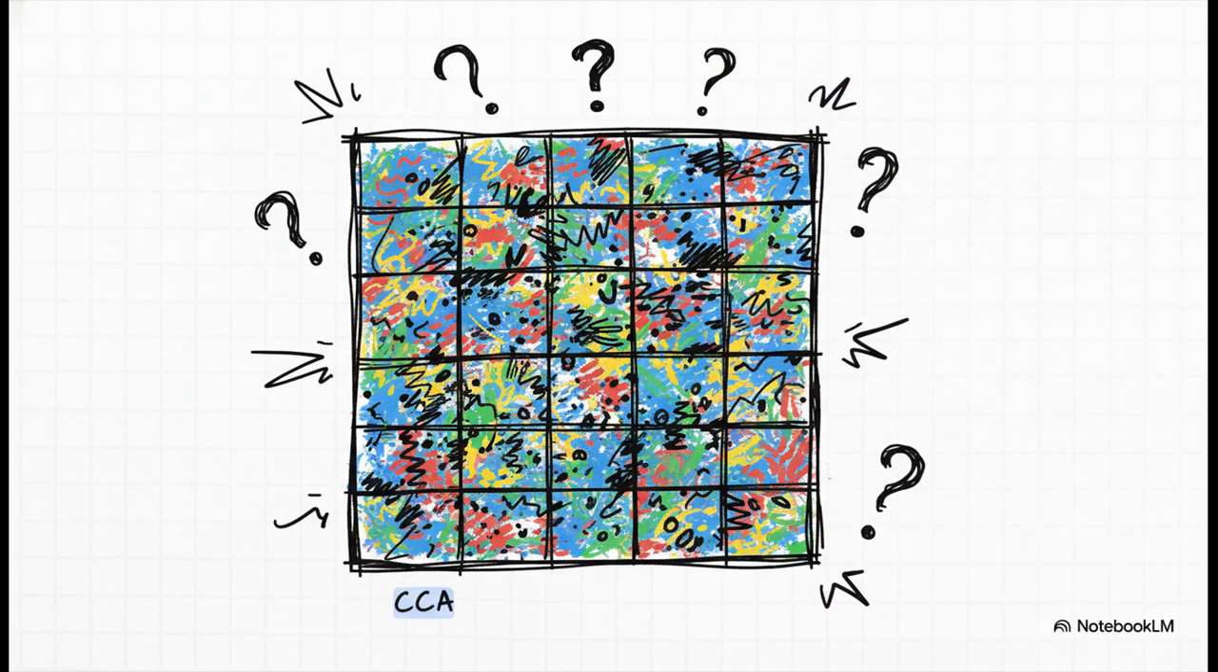Okay, check this out. This is a similarity heat map between the layers of two different networks. This was calculated using another method called canonical correlation analysis, or CCA. And, well, you can see, it's a mess. It's noisy, it's blurry, it's almost impossible to tell what's going on.